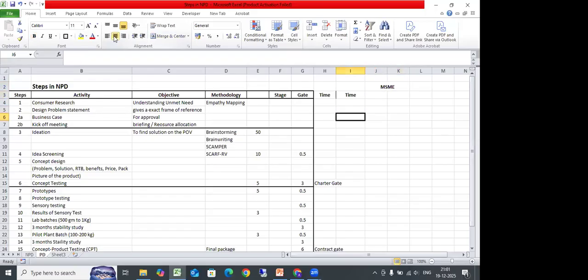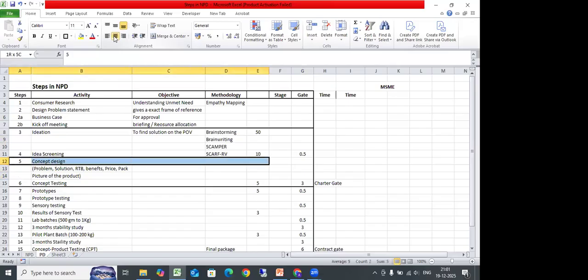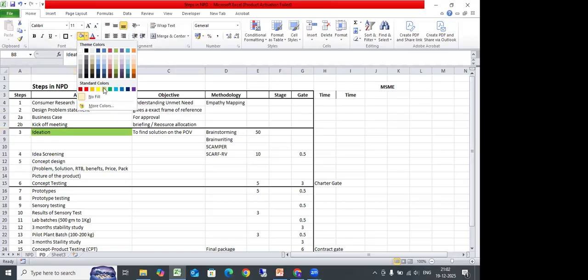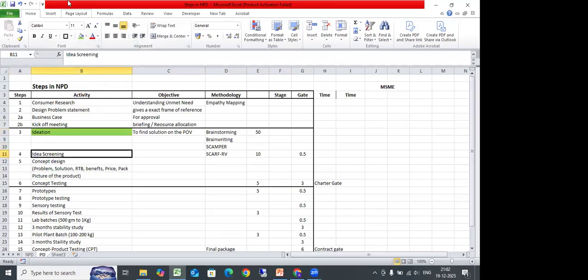Okay. So for MSME, let's see what the steps required are. We will just mark those green. Business case kickoff meeting is not a part of MSME. Ideation, yes, might be. Idea screening, concept designing. So we can also take out concept designing. For MSME, I will highlight in green the ones which are required. Whatever you think is required for you, you can choose. I'm taking out concept designing. So instead of concept designing, what will we have?